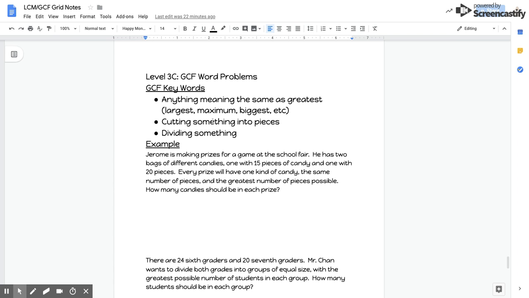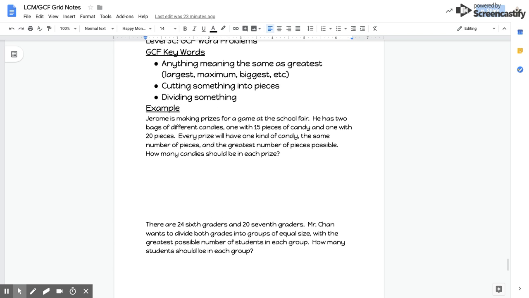Problems that deal with cutting something into pieces are likely going to be GCF word problems, and dividing something is also going to be GCF. Okay, so let's take a look at some problems, see if we can figure out why exactly they're GCF word problems.